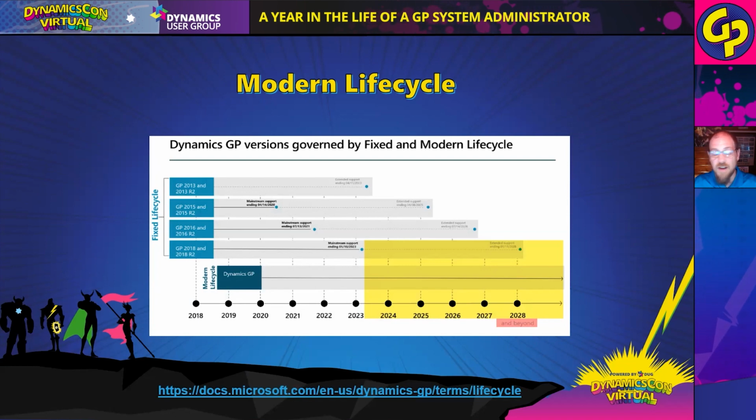2013, 15, 20. I know a lot of people are still on 2016. I'd love to see you upgrade pretty soon. In fact, you really do need to. 2018 and R2, but now we're in this modern life cycle. It's just called Dynamics GP.